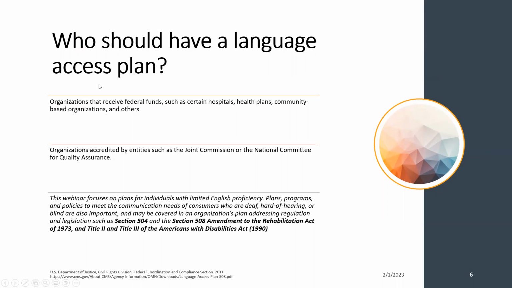Who should have a language access plan? First, organizations that receive federal funding, such as certain hospitals, health plans, community-based organizations, and others. Also, organizations accredited by entities such as the Joint Commission or the National Committee for Quality Assurance. Our webinar today will focus more on plans for individuals with limited English proficiency.